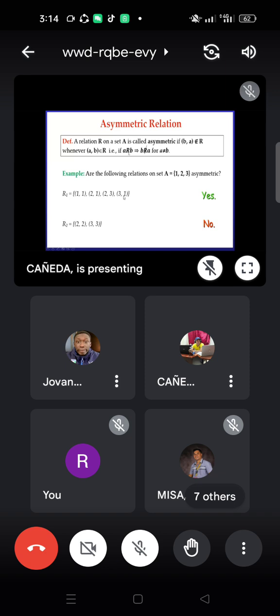If A is related to B, then B is not related to A. Your slide, please. Next slide, sir. Asymmetric relation. It is symmetric in the slide.